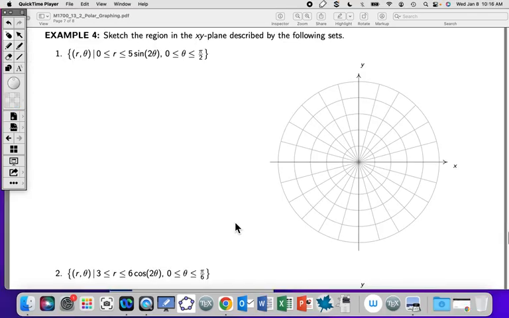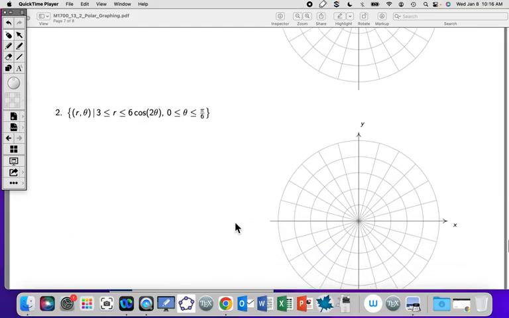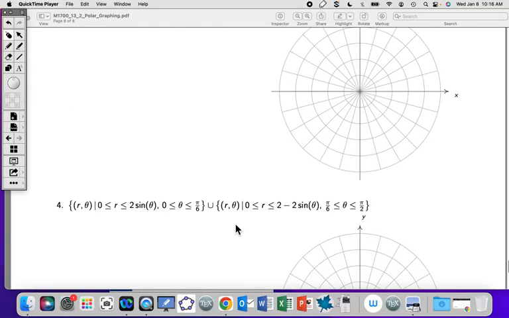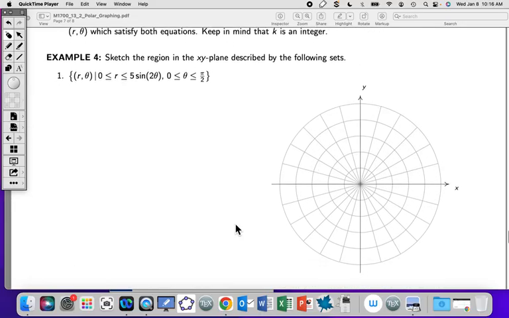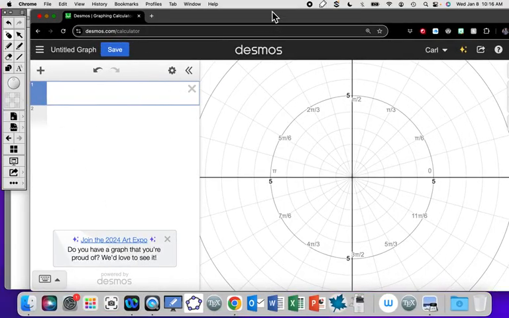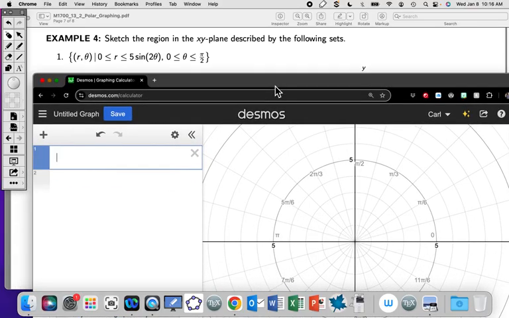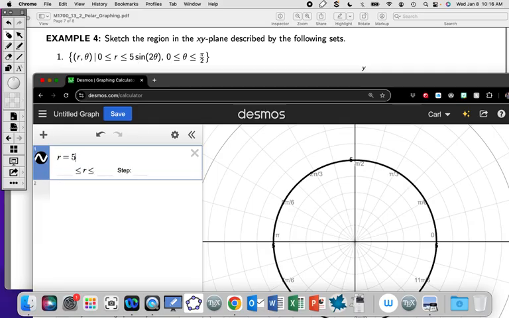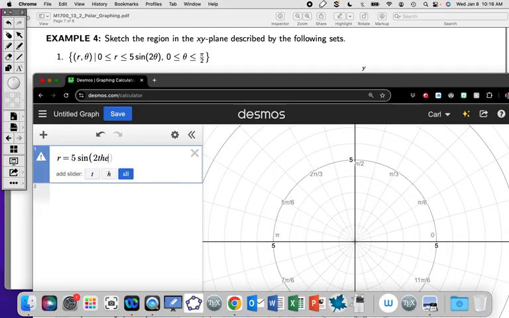This example, we're asked to sketch the region in the xy plane described by the following sets. Okay. Now each of these examples are built up of things we've drawn previously. So we're going to use Desmos to sketch the curves, even though you should be able to sketch these curves by hand. So let's look here at the first one. r equals 0, that's the origin. r equals 5 sine 2 theta.